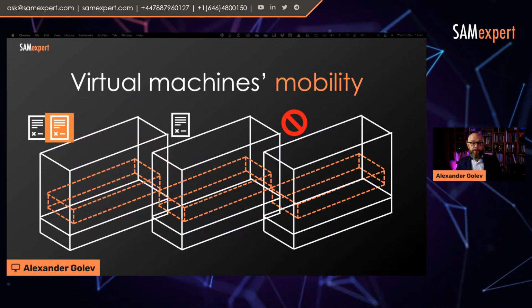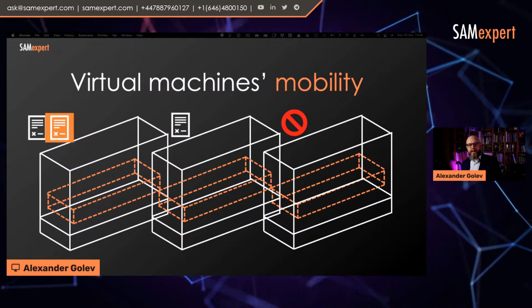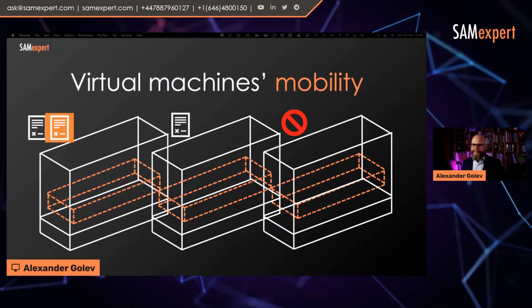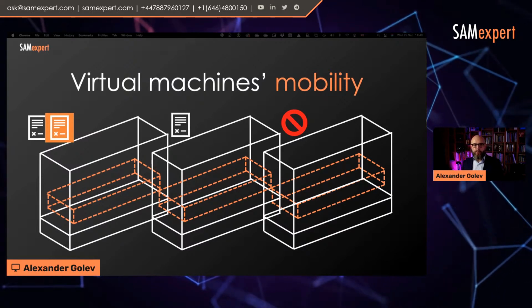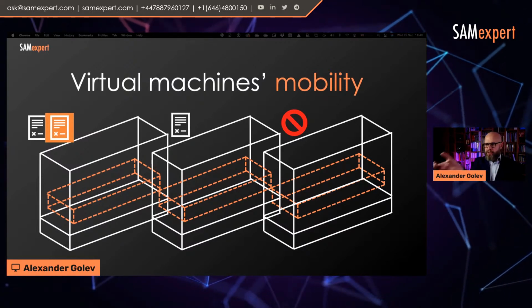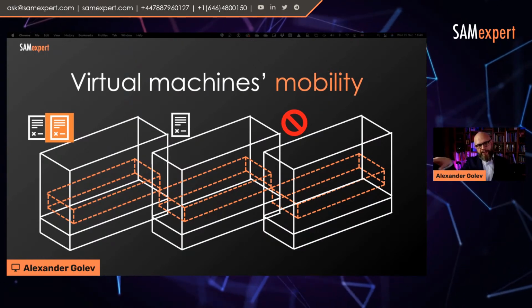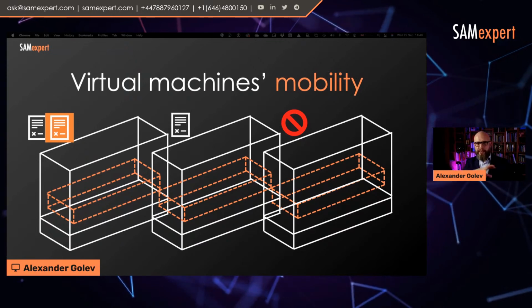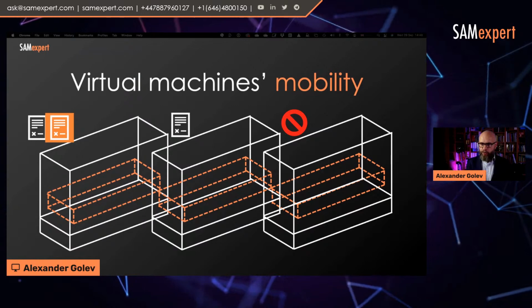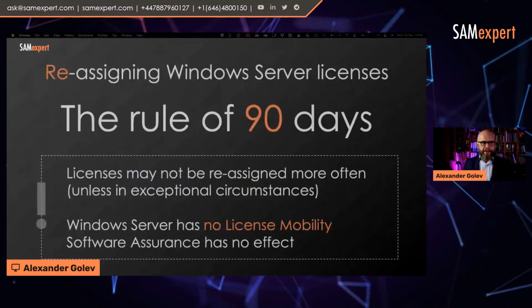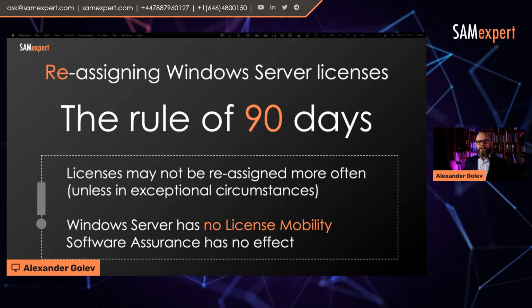Now, because the licenses are attached to the hosts, we have an extra license on host number 1, which we don't need, but we have a missing license on the third host. So obviously the idea that comes to mind is, okay, I'll just take that license and drop it on the third host. Well, when your machines are moving like this, you never know at what time how many machines will be on which host. And the default rule for reassigning licenses for any software in Microsoft is 90 days.